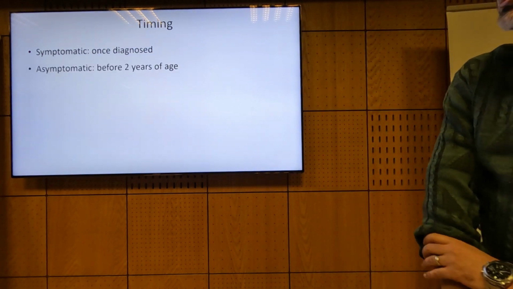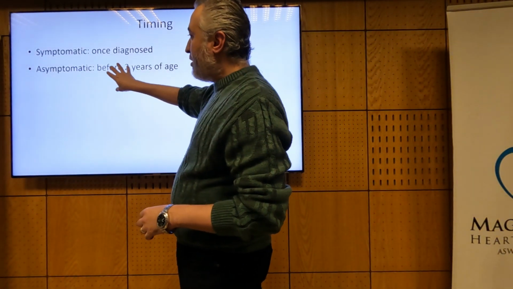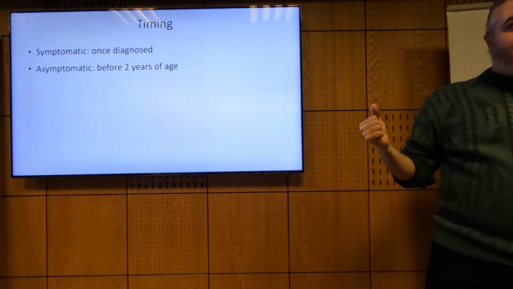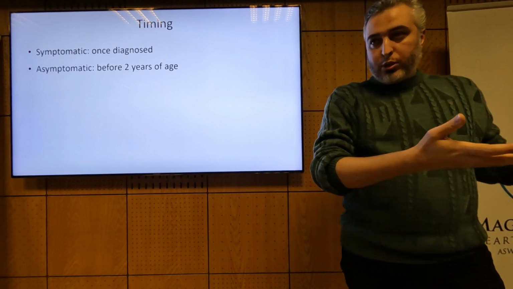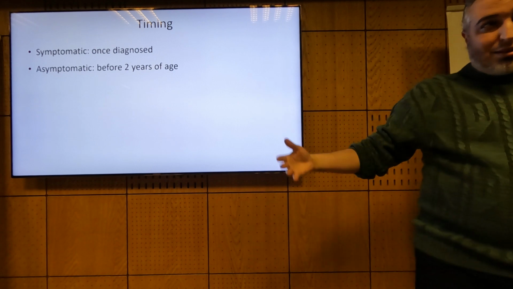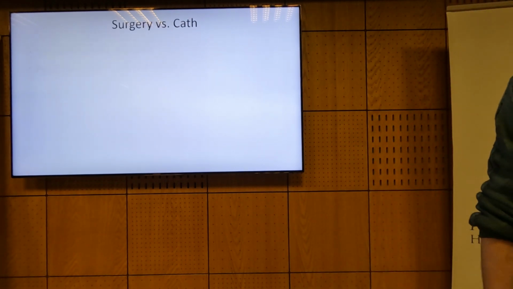On the other hand, patients who are asymptomatic, if they're diagnosed, they should have the intervention before 2 years of age. Again, because of the irreversible change that will occur in the systemic vascular bed, and then you get the sequelae, the long-term sequelae of systemic hypertension.